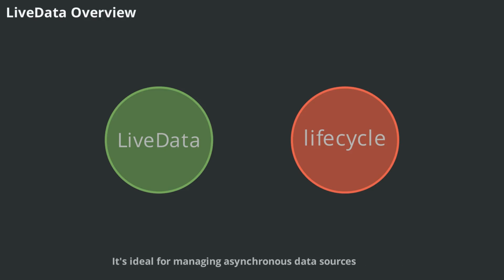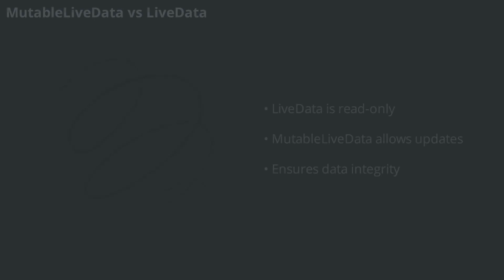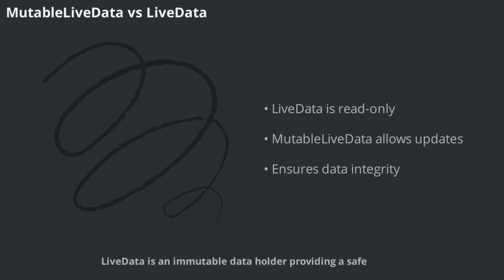It's ideal for managing asynchronous data sources, such as network or database data, and decouples UI from data sources for cleaner code. LiveData is an immutable data holder, providing a safe, read-only view of data for UI components. MutableLiveData, a subclass of LiveData, allows data modification through setter methods.